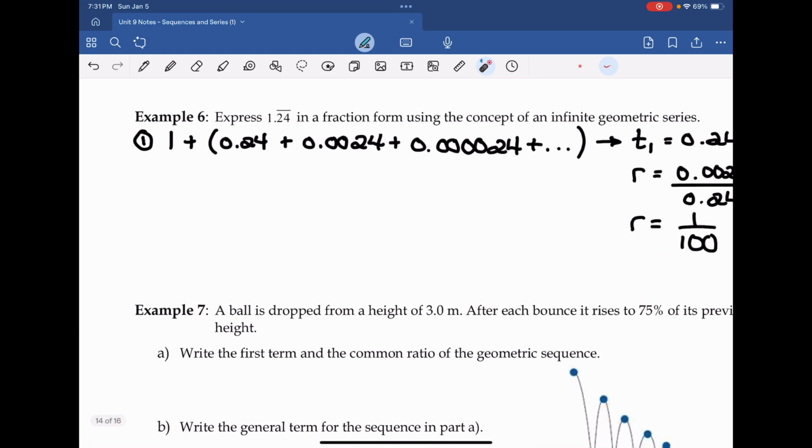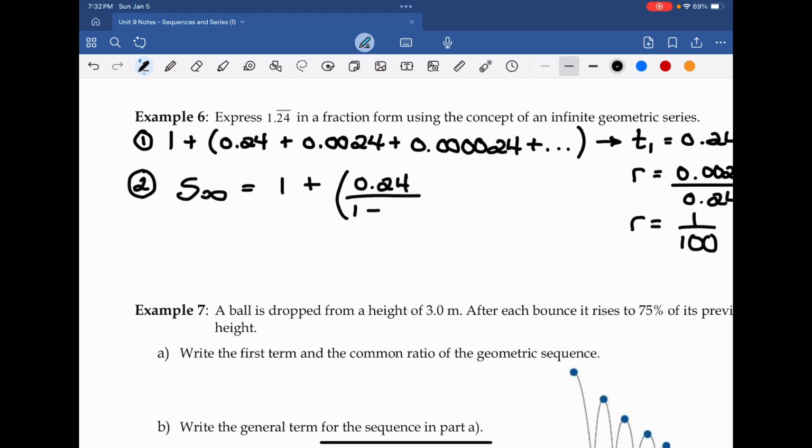Now, here's how this helps us in this problem. For step number 2, once we've broken apart this number into this series of given decimals, we can say that the infinite sum that this would create is equal to 1 plus. The 1 was out front. We don't want to even touch that. It's 1 plus the infinite sum of all the decimals that would come together. The way we write this is term 1, which was 0.24, divided by 1 minus the common ratio, which is another way of saying 1 minus 1 over 100.